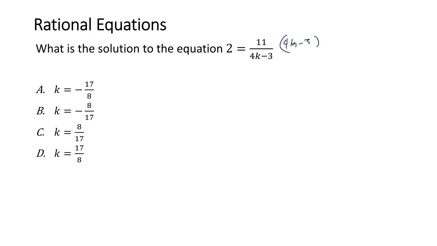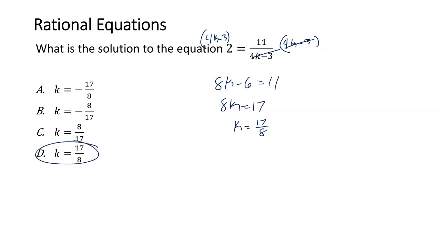4k minus 3. What happens on the right-hand side when I multiply by 4k minus 3? It cancels. Clears it out, leaving me with 8k minus 6 equals 11. Now what? Move the 6 over, so add 6, 8k equals 17, k equals 17 over 8. Easy peasy.